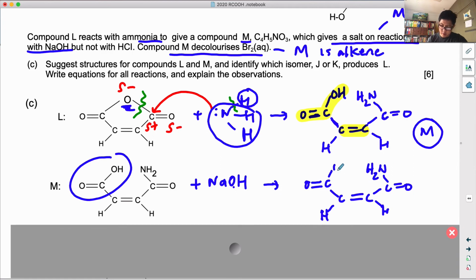So this becomes COO minus Na plus, right? So this is the salt. Okay, this is salt. So acid plus base give you salt. Okay, how about the second one?